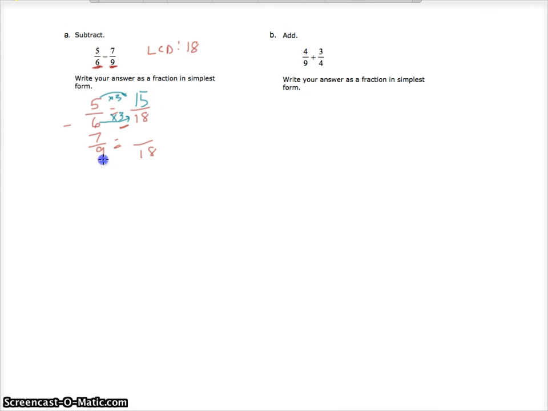Go to the bottom fraction. Whatever I do to the denominator, the bottom of the fraction, I've got to do to the top. 9 times 2 gives me 18, so 7 times 2 is going to give me 14. This is a subtraction problem, so 15 minus 14 is 1 over 18. So remember, whatever you do to the bottom, you've got to do to the top. Let's go look at an addition problem real quick.